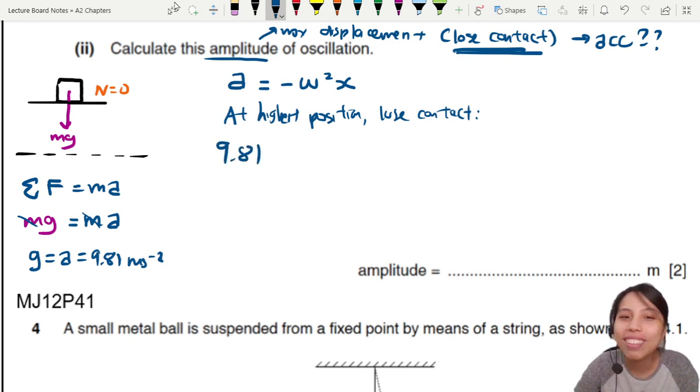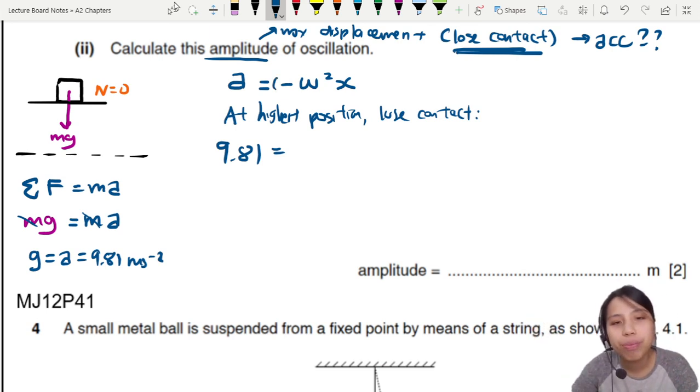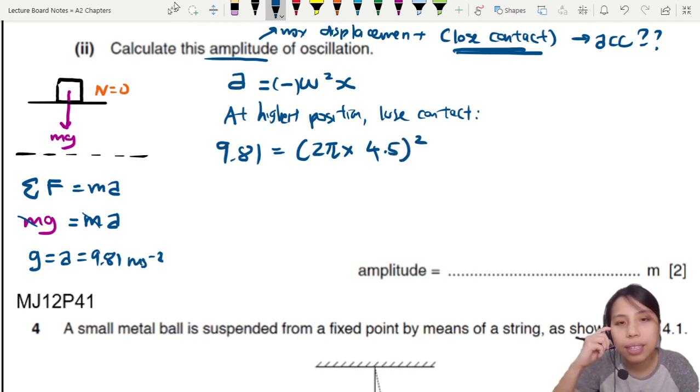So this is going to be 9.81. The negative sign we often ignore, because it depends on where you define positive and negative. So I'm just going to ignore the negative sign. Omega is 2 pi f, 2 pi times the frequency from the front part. You go back and see the front. This is 4.5 hertz. And the x, this is the highest position, right? So we call this the amplitude, big A, or some people prefer to use x naught. Also can.